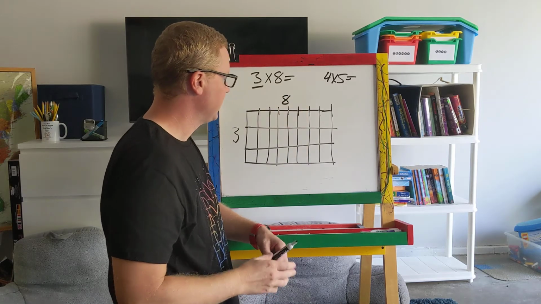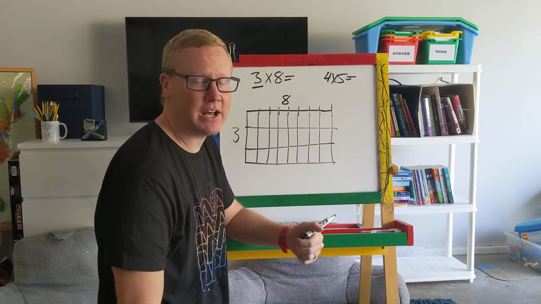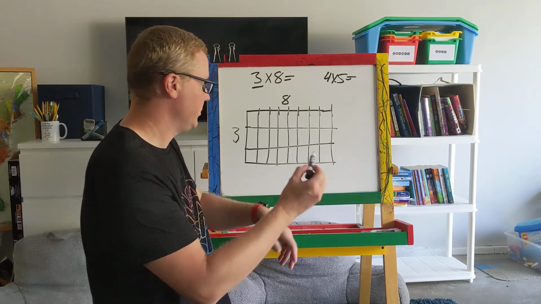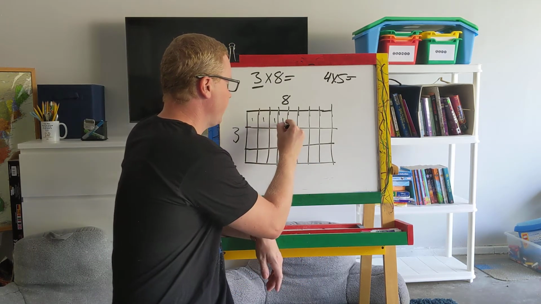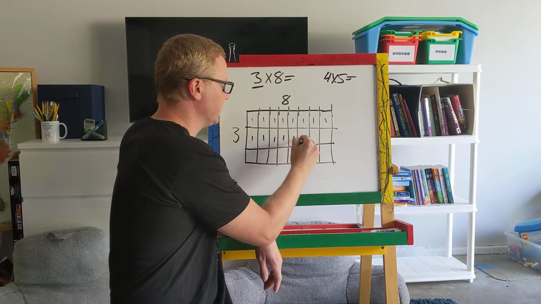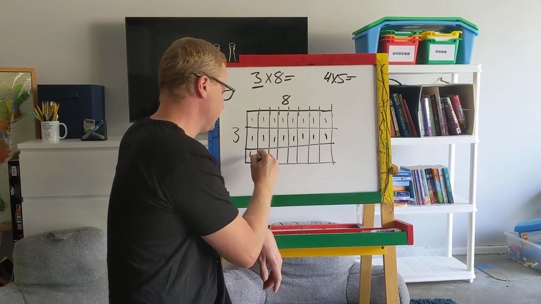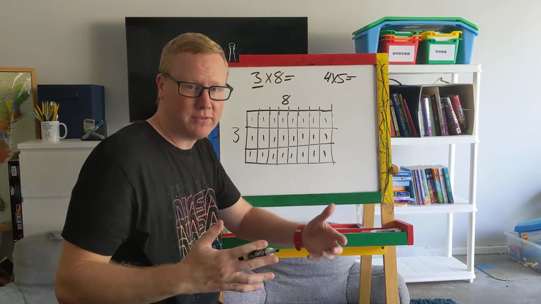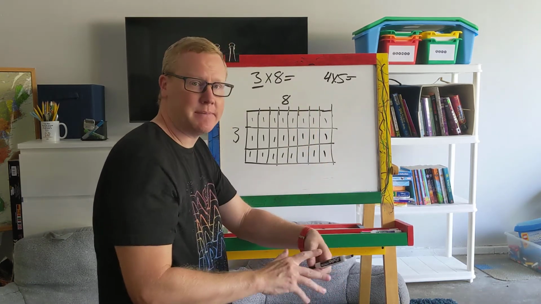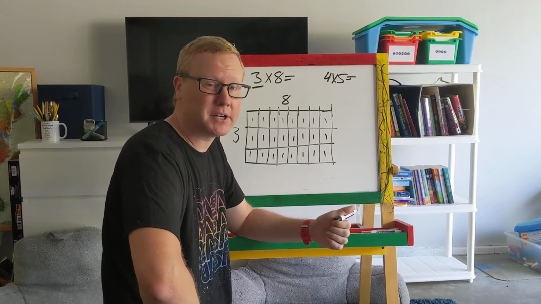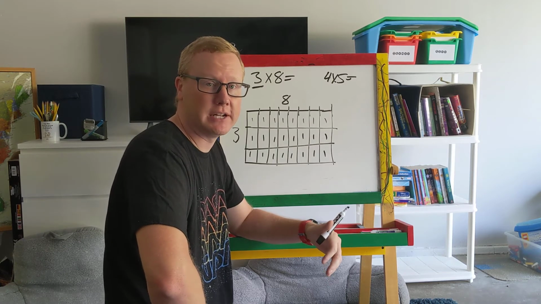I'm going to put 3 by 8. And now, if I want to find out how many total squares there are, you can just count. 1, 2, 3, up to 24. And that gives you that same answer. So this works. It seems like a lot of work now, but it works with some bigger problems, which we're going to get into later on.